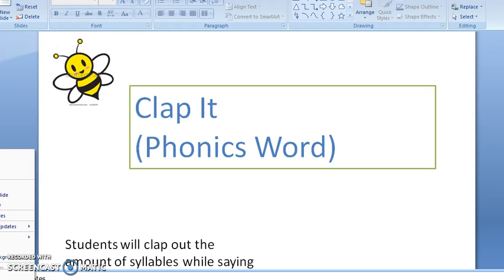And then we would clap it. When students clap it, it represents the amount of syllables, because when we stretch out syllables, that helps us spell a word. So when we say apple, we would say ap-ple. So the students would know that apple is a two-syllable word, and it took us two claps to say the word apple.